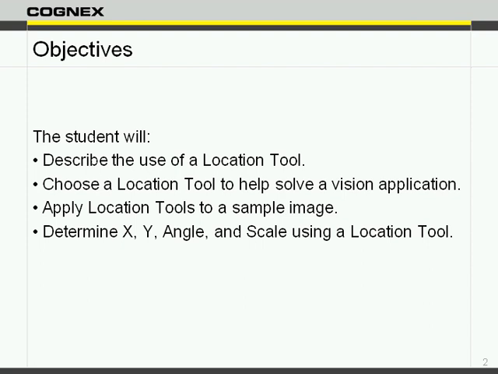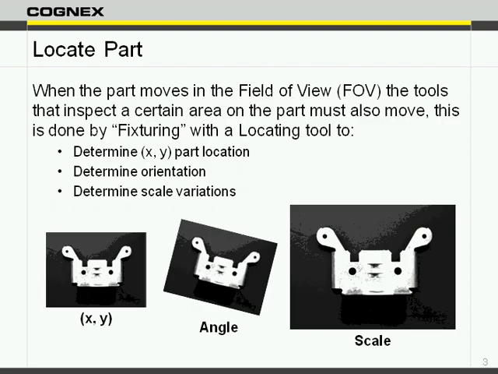I'm going to give you a little demo in a little bit and show you exactly how you would use a location tool, using a sample image. A location tool, as I said, is used to determine the X, Y, angle, and also scale. Your part may change slightly in scale, and we can adapt for that. In this slide we're looking down at a bracket. You can see the X, Y, and the angle in the middle picture, and to the right the scale of the bracket has changed. So the fixture or the location tool is what's taking care of that for you.